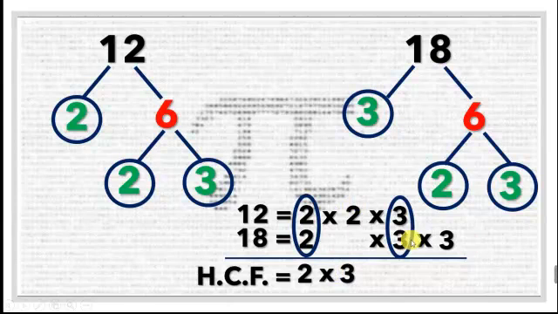What about 2 and 3? No, I will not take them because they are not the same. I don't have the same factors here. And I have 3 here. So I will just take the common factors between 12 and 18. The common factors between 12 and 18 are 2 and 3, and I will write them 2 times 3 equals 6. So the highest common factor is 2 times 3 equals 6. This is the highest common factor.